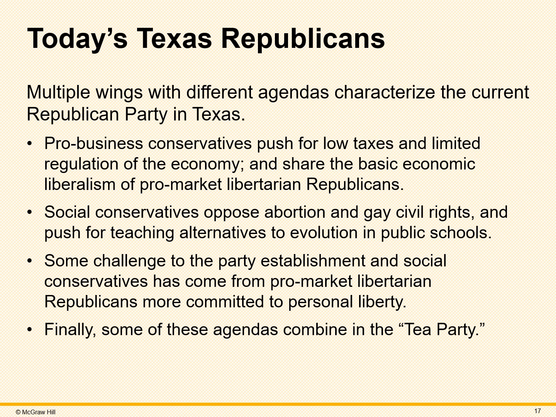Today's Texas Republicans. Multiple wings with different agendas characterize the current Republican Party in Texas. Pro-business conservatives push for low taxes and limited regulation of the economy, and share the basic economic liberalism of pro-market libertarian Republicans. Social conservatives oppose abortion and gay civil rights and push for teaching alternatives to evolution in public schools. Some challenge to the party establishment and social conservatives has come from the pro-market libertarian Republicans more committed to personal liberty. Finally, some of these agendas combine in the Tea Party movement.